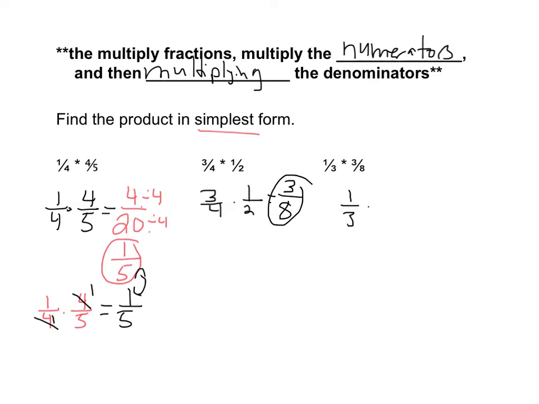Then we have 1/3 times 3/8. Once again, if I'm looking to reduce ahead of time, 1 and 8 are in lowest terms, but 3 and 3 would share a common factor of 3. So I'm going to divide each by 3, turning them into 1. 1 times 1 is 1. 1 times 8 is 8. So 1/3 times 3/8 would be 1/8.